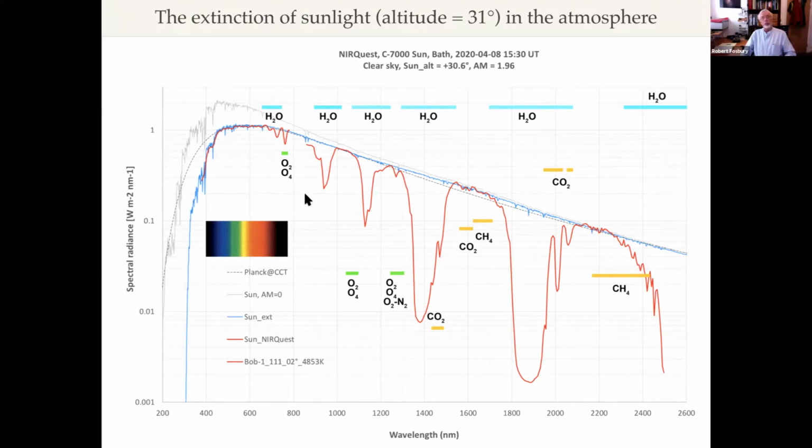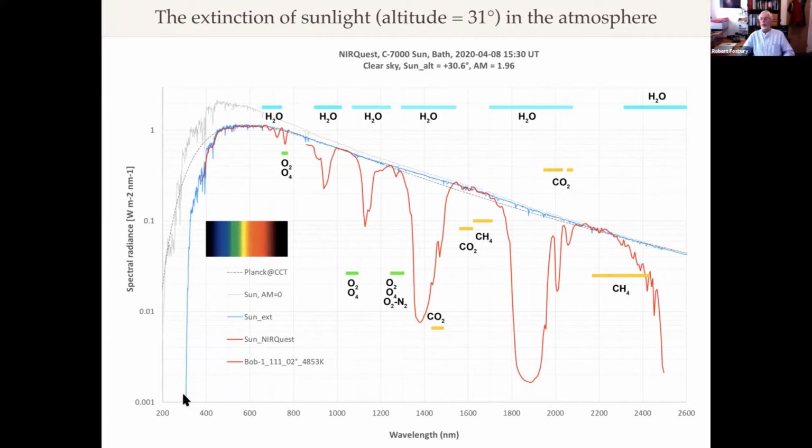Two things I want you to notice about this. This blue line here is the sunlight that would reach the ground with a modest altitude of sun, maybe the sun 40 degrees or so above the horizon. That's the light that would reach the ground. If you look at the ultraviolet end, you see the ultraviolet's gone.